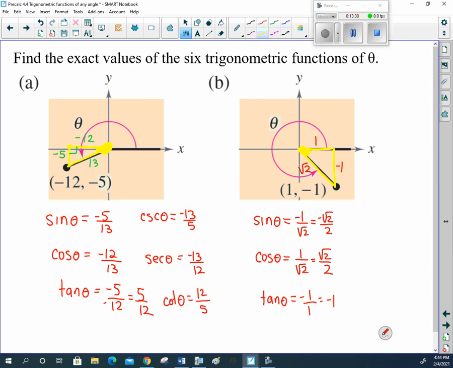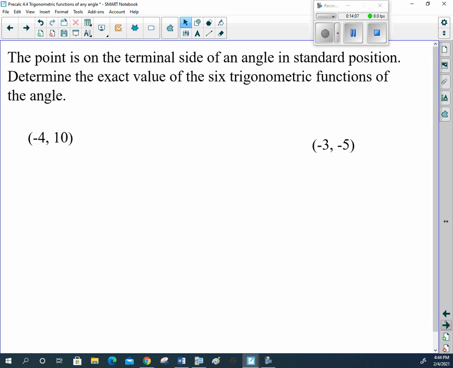So the reciprocal functions: cosecant theta, I'm going to go back one and flip the 1 over the square root of 2. So that's going to be a negative square root of 2. And the reciprocal of cosine theta is secant theta. So once again, I'm going to go back one, and that's just going to be a positive square root of 2. And then cotangent, the reciprocal of negative 1 is still just negative 1. Okay, so there's our 6 trig functions, drawing in our reference triangle and our reference angle.